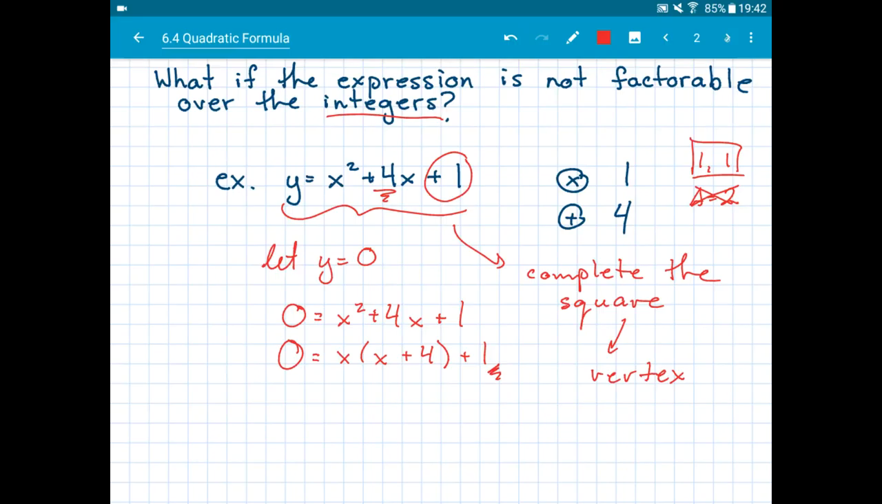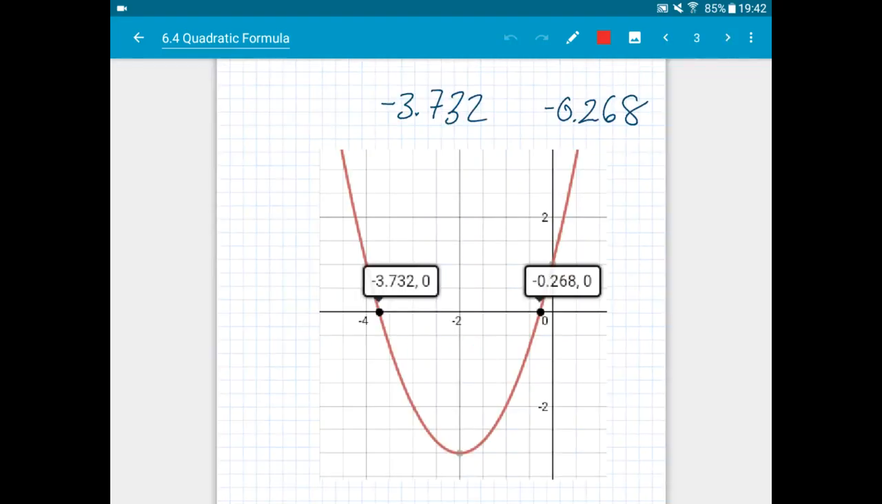Now the problem is you're not going to get a very precise answer because the x-intercepts, when you graph it, which I've done on Desmos here, are actually minus 3.732 and minus 0.268. So it's unlikely you'll be able to get that precision from your hand graph. So we need to develop a different way.